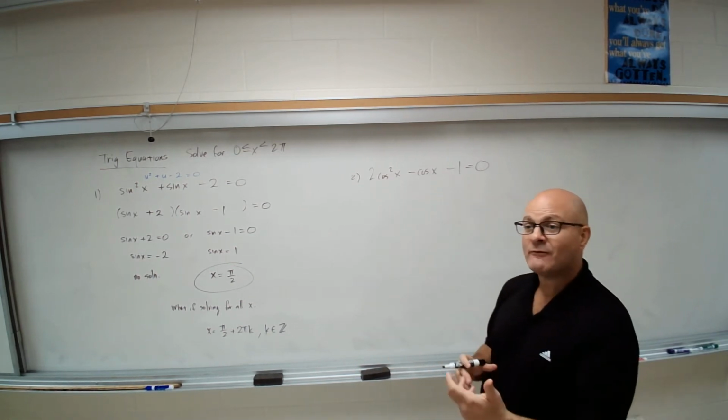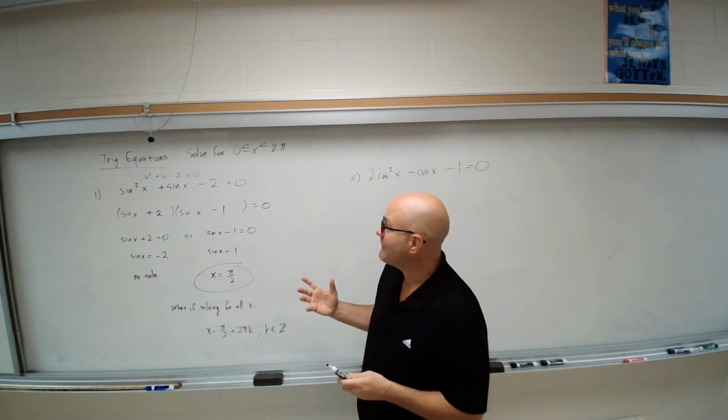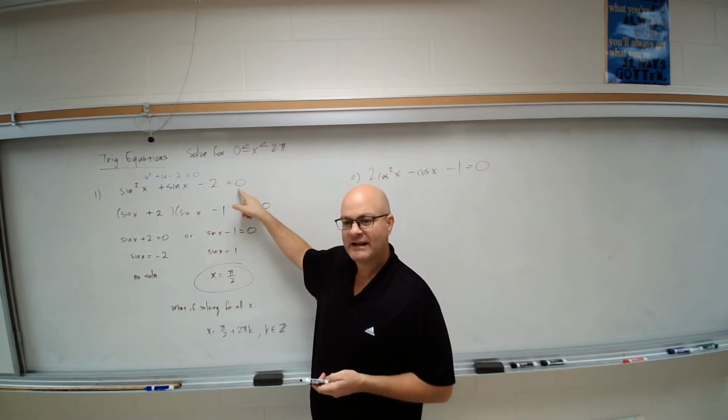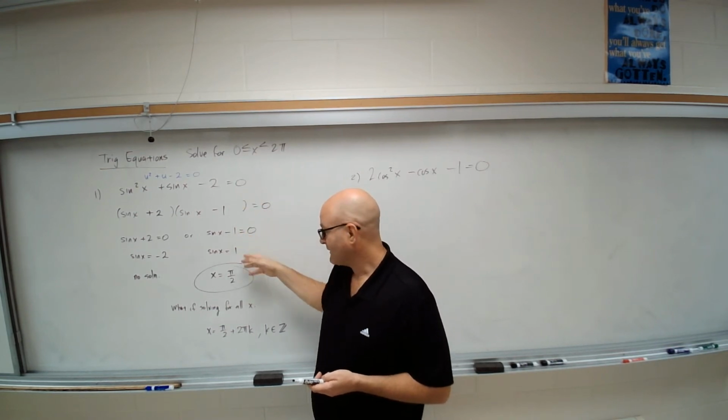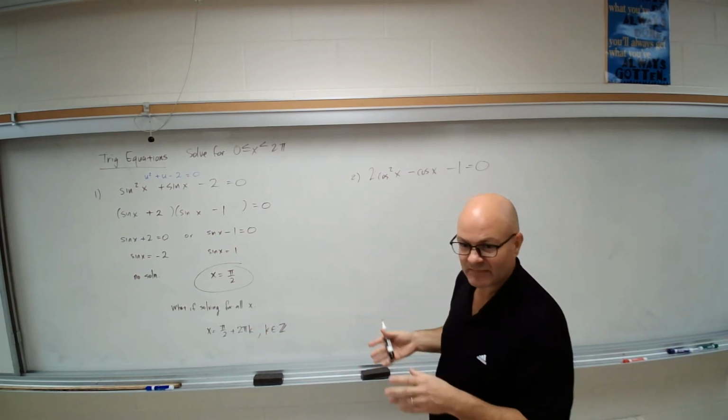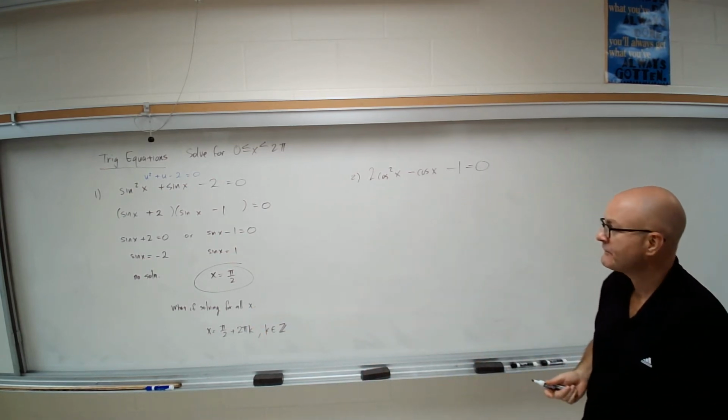If you were having trouble with this at home, working on it, it might be interesting to even graph this function on your calculator and just see where it hits the x-axis, right? Find the intercepts. Now, it's not going to say pi over 2. It's going to say like 1.57, something like that. We good there?